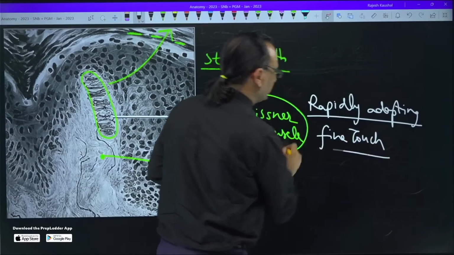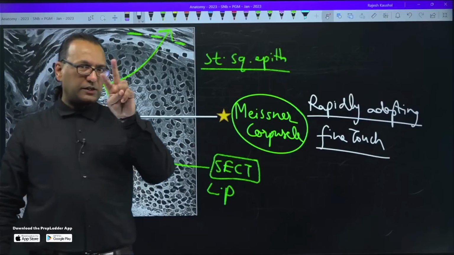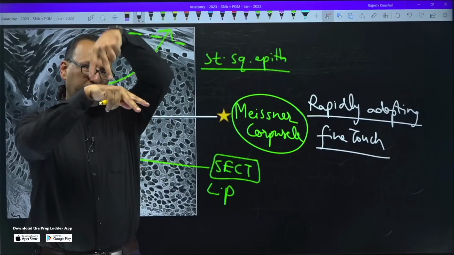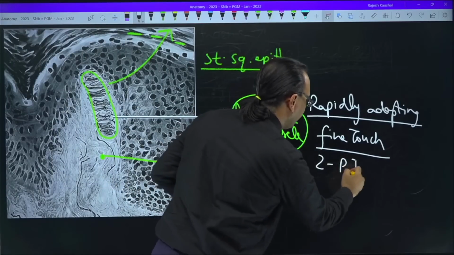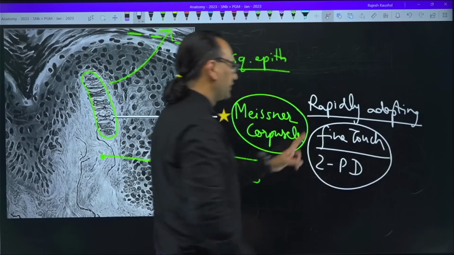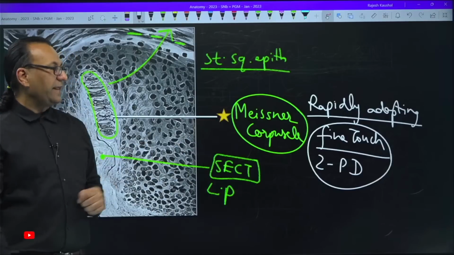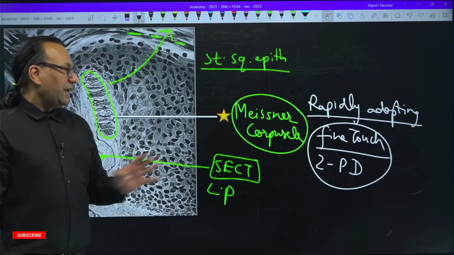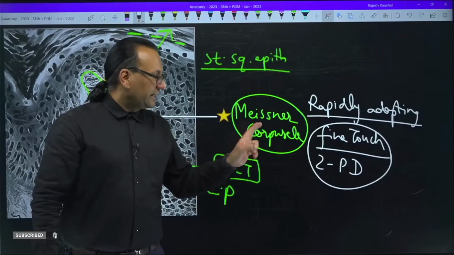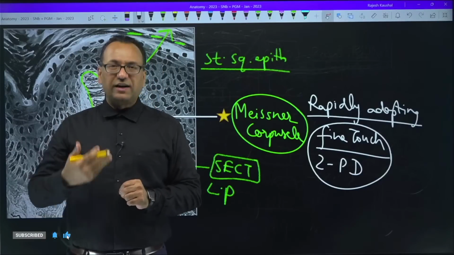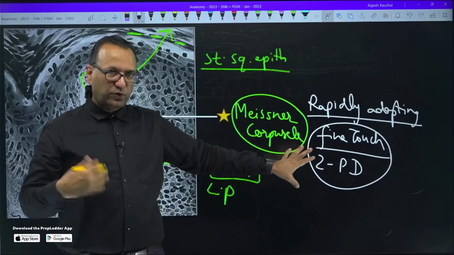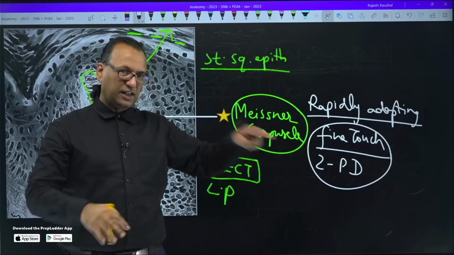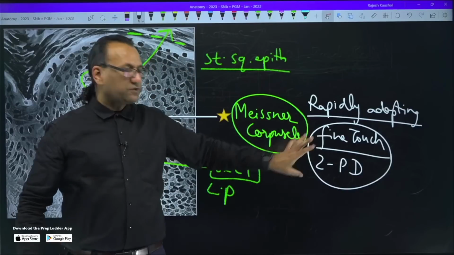And fine touch is important for 2-point discrimination. So a question comes, which receptor is helping us in 2-point discrimination, the one which will help us in carrying the fine touch? That is the Meissner corpuscle. It is basically helping us to have this touch sensation. Of course, that is how you do this 2-point discrimination, touch sensation, plus vibration also.